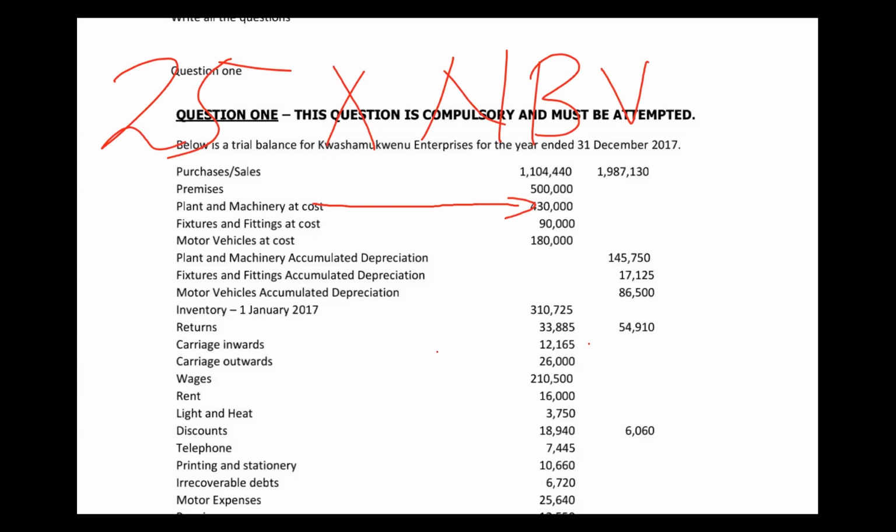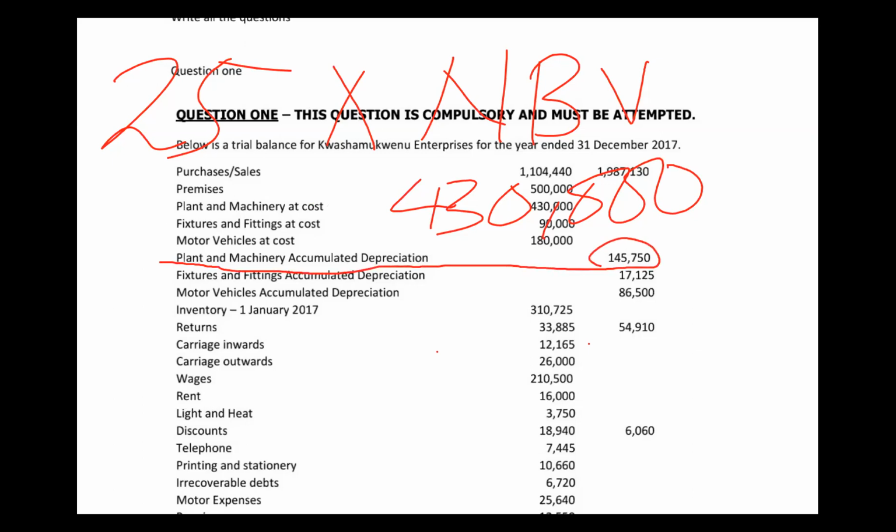Okay, so how we calculate the net book value: for plant and machinery, since that's at cost, we subtract the accumulated depreciation from the plant and machinery cost. That's when you get the net book value. Is that clear? So for plant and machinery, you get the cost, how much you bought it, which is 430. Listen, this is how you do reducing balance. Minus the accumulated depreciation on the plant and machinery, given here, so you subtract this 145,750. How much is the net book value for plant and machinery?